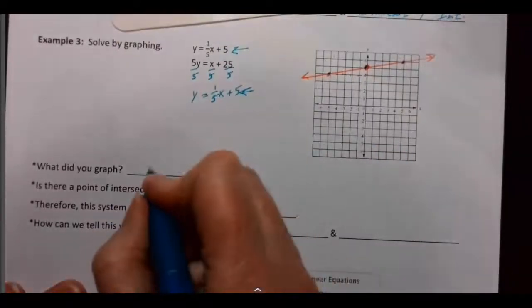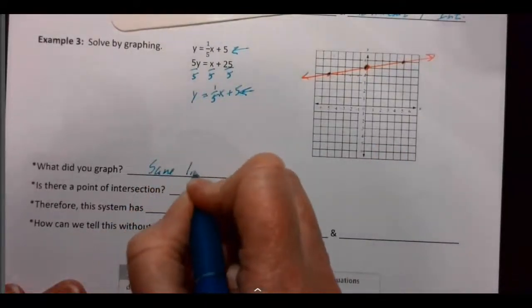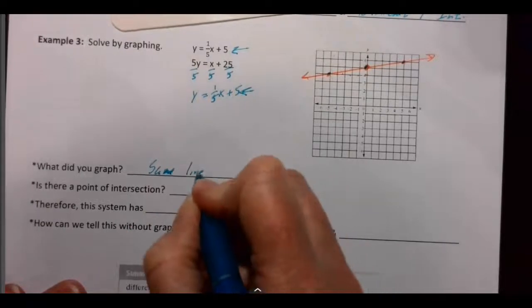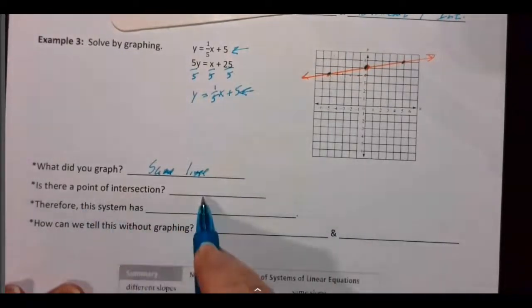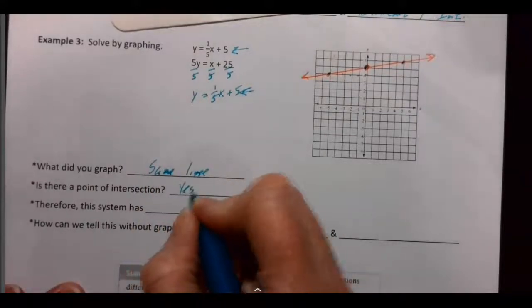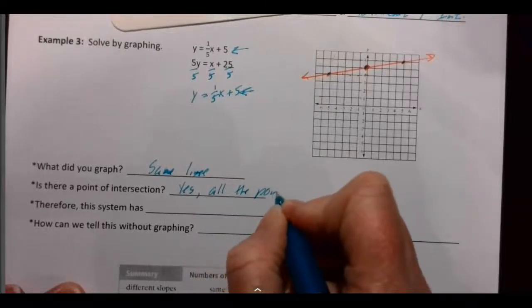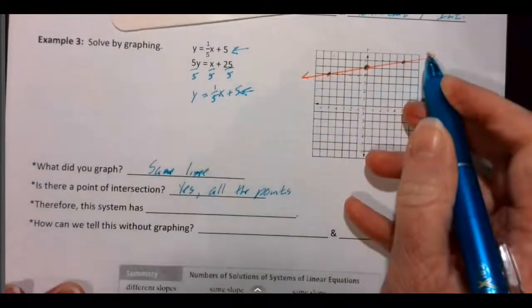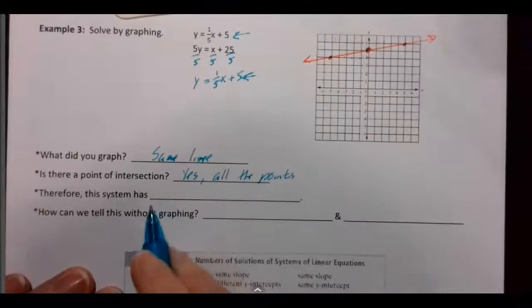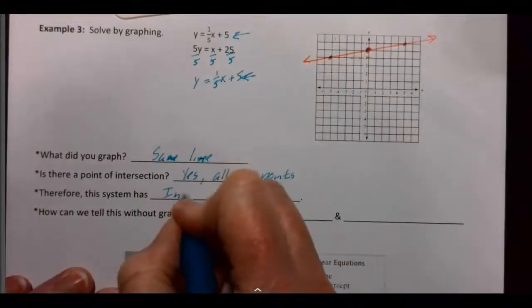So what did we graph? We graphed the same line. Okay? Is there a point of intersection? There sure is. It is all over the place. Yes. All the points. They have all the same points, so they intersect infinitely many times. Therefore, this system has infinitely many solutions.